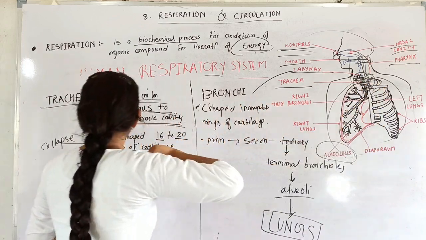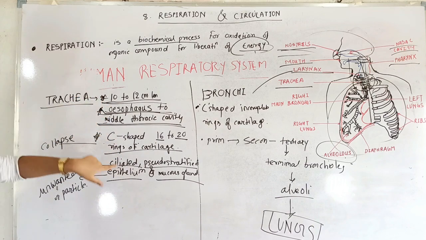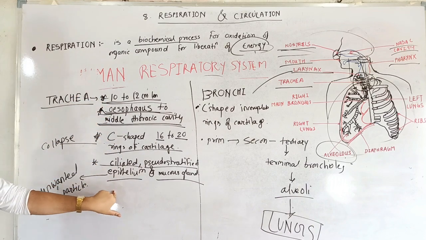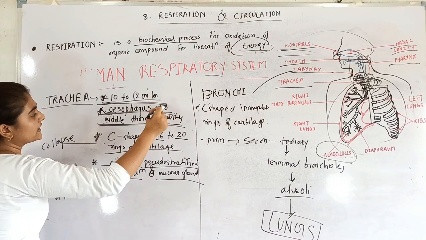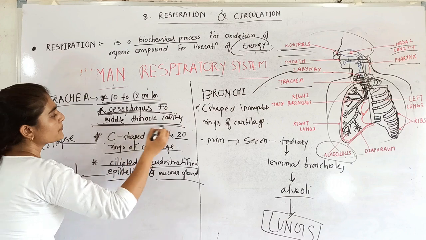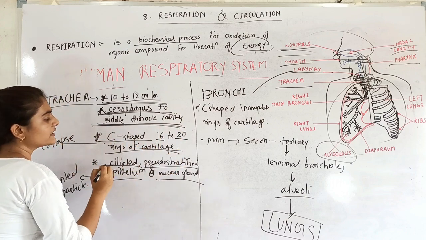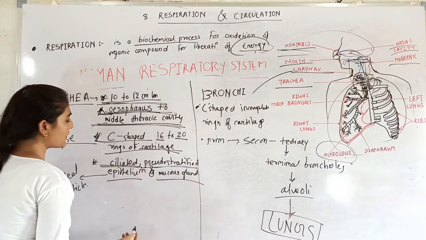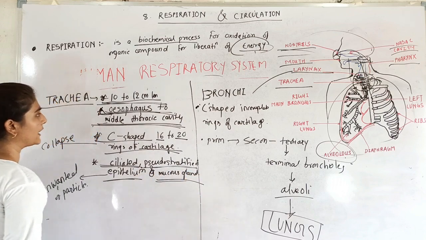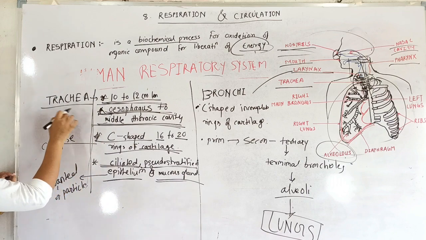So for the trachea, there are 4 key points while answer writing: its length, its elevation from the esophagus to the middle thoracic cavity, it has C-shaped cartilage, and it has ciliated, pseudostratified epithelium and mucus gland. These are the 4 key points while answer writing of a trachea.